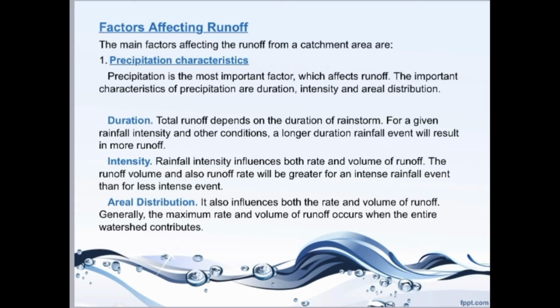Next, intensity. The rainfall intensity influences both the rate and volume of runoff. The runoff volume and also runoff rate will be greater for an intense rainfall event than for a less intense event. Next, areal distribution. It also influences both the rate and volume of runoff. Generally, the maximum rate and volume of runoff occurs when the entire watershed contributes.